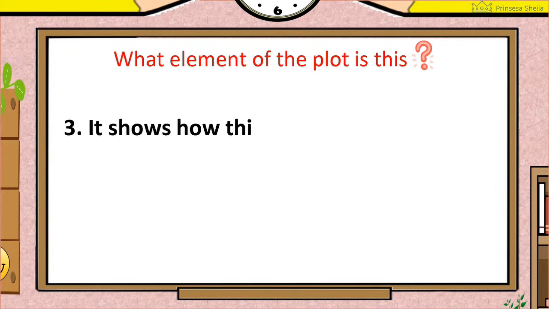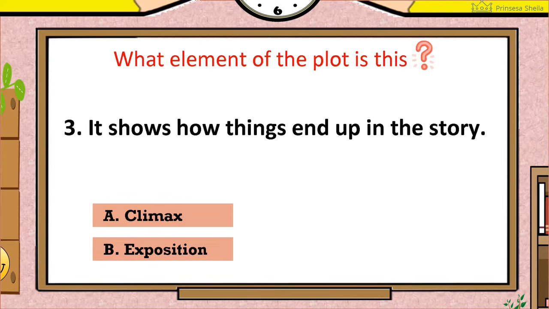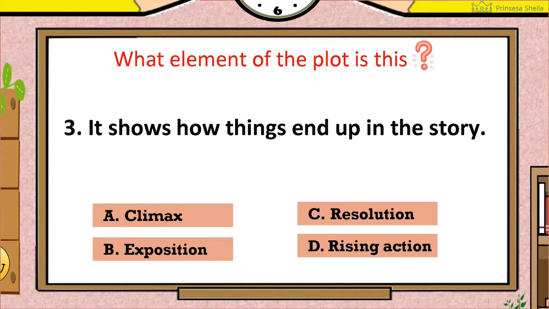3. It shows how things end up in the story. A. Climax. B. Exposition. C. Resolution. D. Rising action. Letter C. Resolution.